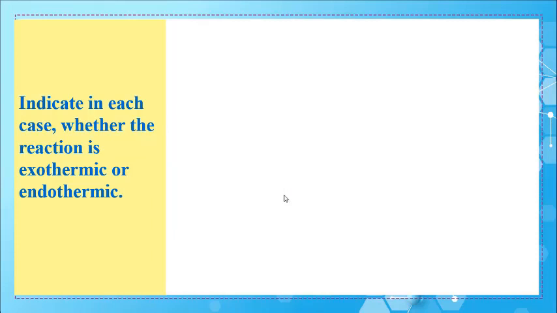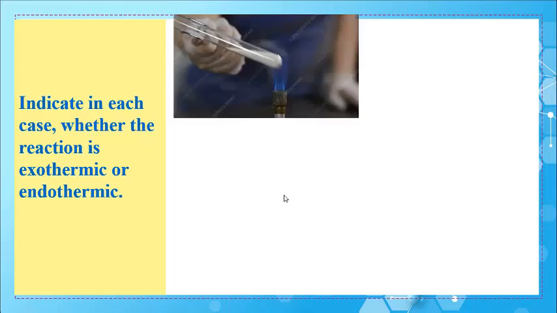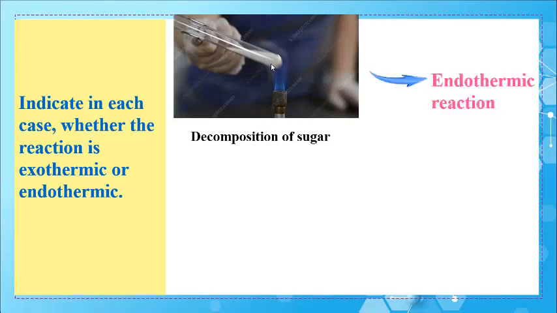Let's also continue. We are going to decompose some sugar here. But the sugar couldn't decompose by itself. We need a heat source. We have to place it on a Bunsen burner, where the sugar needs energy, absorbs energy to decompose. Then pause the video and think, is it exo or endo? Good! It's an endothermic reaction. You are wonderful.